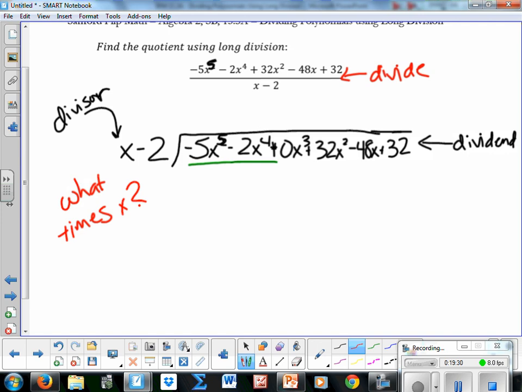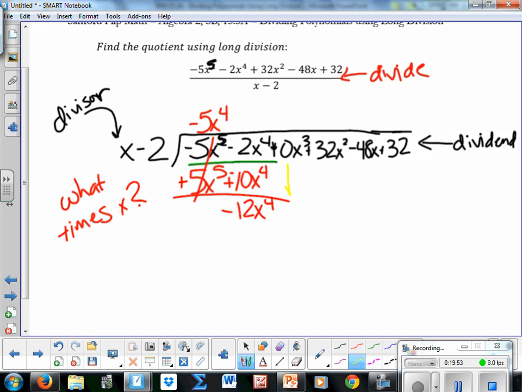Okay, so again, we're playing the game: what times x? What times x gives us negative 5x to the fifth power? Well, that's going to be negative 5x to the fourth power. So we get here negative 5x to the fourth times negative 2. That gives us plus 10x to the fourth. Opposite, opposite. We add. Now we're going to bring down this 0x cubed, just because that's what our next step is, bringing down the next term.